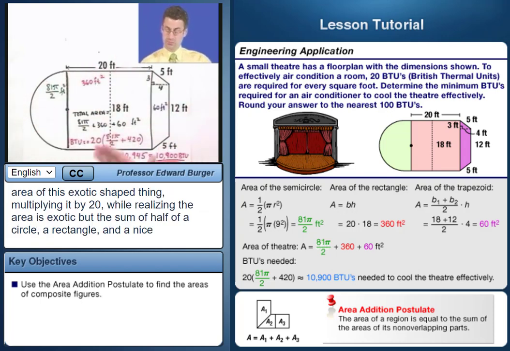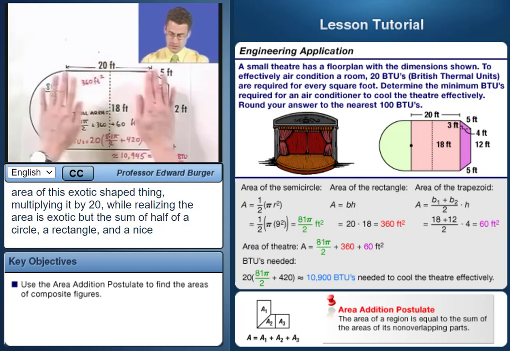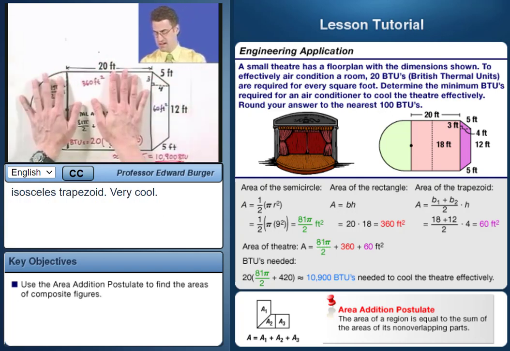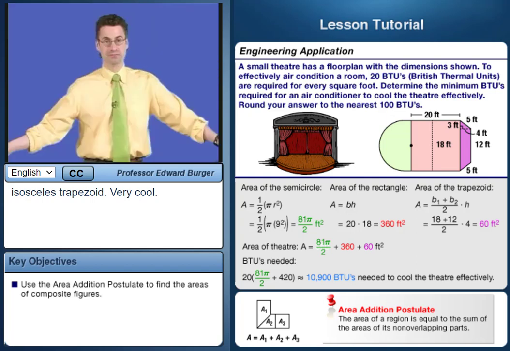And so you get a really good sense of how many BTUs are required by finding the area of this exotic shaped thing, multiplying by 20, realizing the area is exotic, but it's actually the sum of half of a circle, a rectangle, and a nice isosceles trapezoid. Very cool.